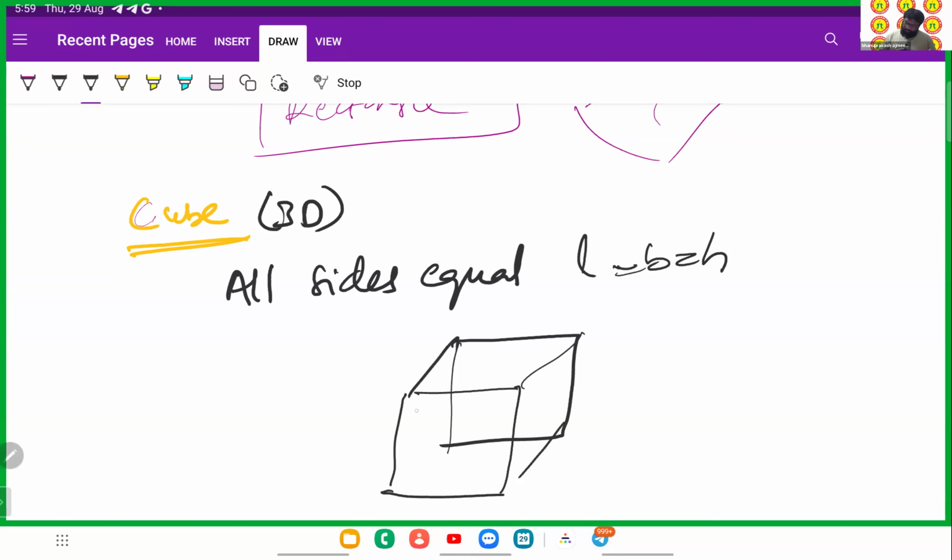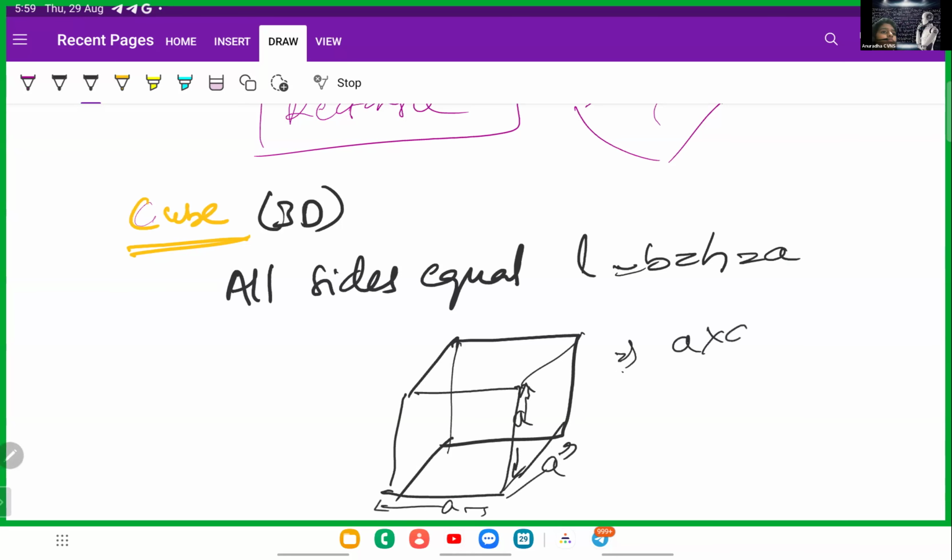So this is a cube where length, breadth and height are equal, let it be A. So what is the volume now? A into A into A, that is length into breadth into height, equal to A cube. Correct?